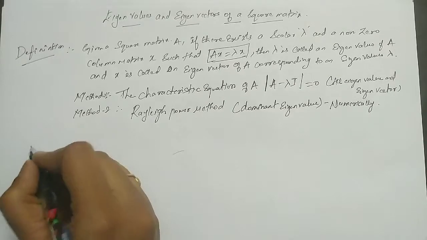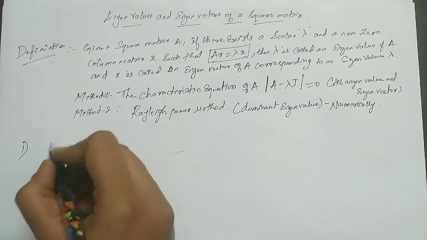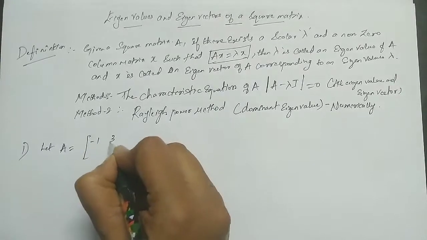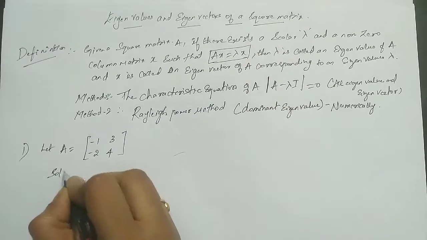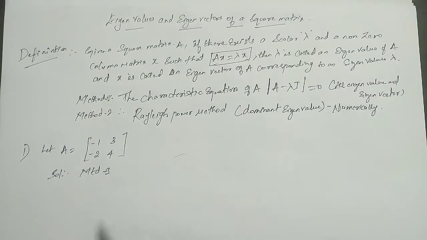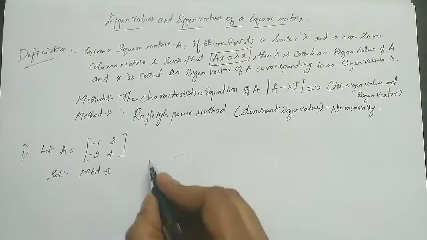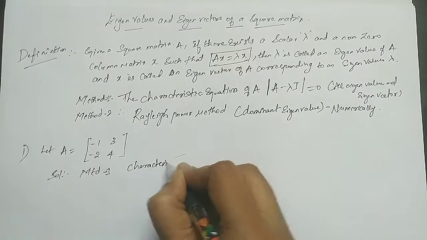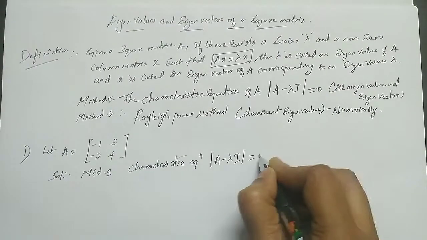So let us start with the first method, using the characteristic equation, with a 2 cross 2 basic matrix. Let the matrix A be minus 1, 3, minus 2 and 4. To find its eigenvalues and eigenvectors, we are solving by using method 1. As I already stated, this method finds the eigenvalues and eigenvectors by the characteristic equation. So we apply the characteristic equation: determinant of A minus lambda I equal to 0.